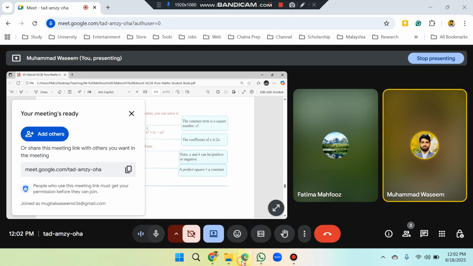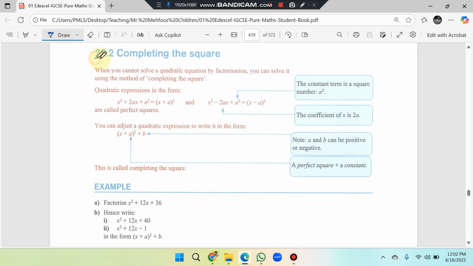Today we have to start from the topic 22.2, completing the square. The completing the square method is basically used to solve quadratic equations by a method other than factorization. When you cannot solve a quadratic equation by factorization, you can solve it using the method of completing the square, right? So to solve a quadratic equation, we have another method, that is completing the square.